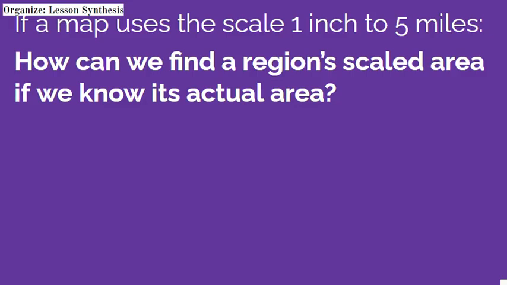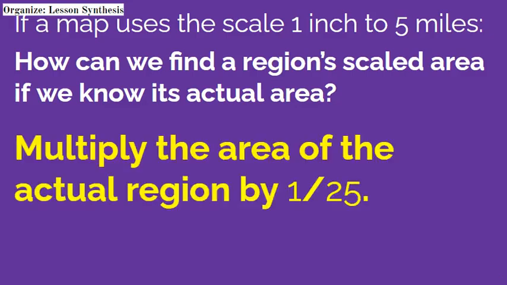Well, we multiply by 25 from the scale to go up to what it is in real life. We would have to multiply that area of the actual region by 1/25. Remember that that would be the same as dividing by 25. And oftentimes now you're going to see more often in the type of math that we start getting into, you're going to see instead of talking about division, you're going to talk about it as multiplying by the reciprocal fraction.